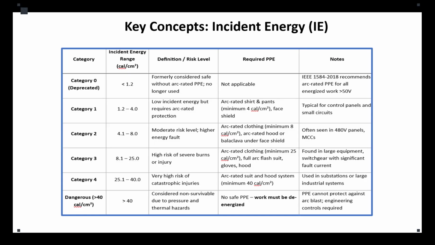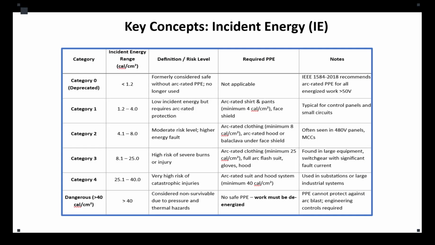We have more than 4 up to 8 calories per square centimeter, which is a moderate risk level. It has a higher energy fault, and it could often be seen in panels and MCCs that work at 480 volt nominal voltage. We have more than 8, less than 25 calories per square centimeter, which is category 3. It is a high risk of severe burns or injuries.